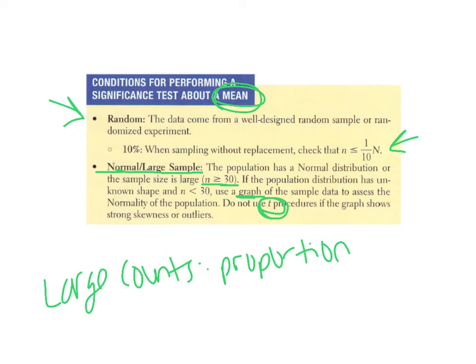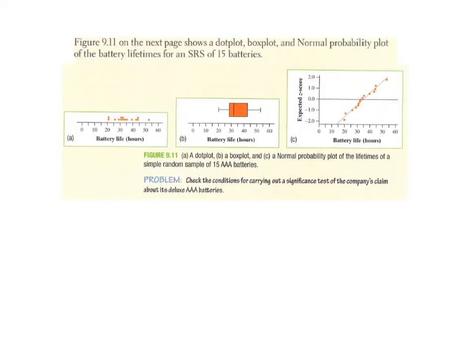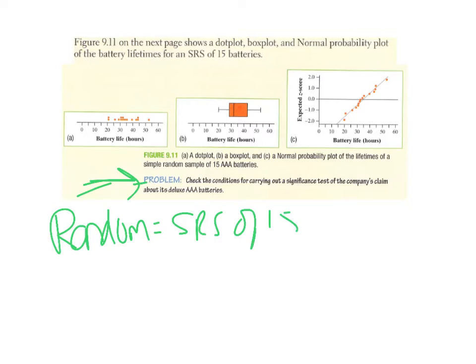Okay, so let's look at our example for this. Let's look at what we have here with the batteries that we looked at before. So we've got 3 graphs down here. Our problem here is to check the conditions for carrying out a significance test of the company's claim about the deluxe batteries. So the first thing that we need to do is check for random. For random, we had an SRS of 15 batteries, so we're good to go on there.